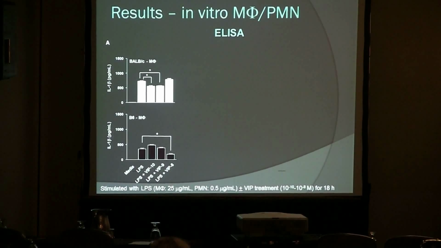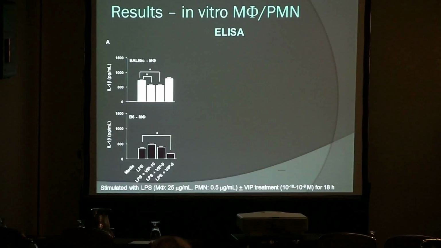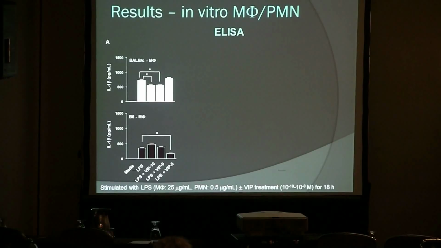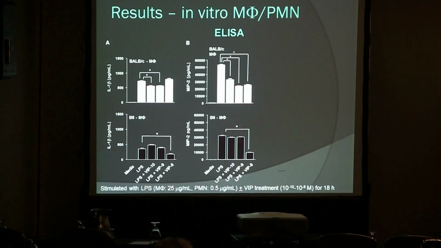So VIP is known to be a macrophage deactivating factor, so we next isolated macrophages from both BALB/c and B6 animals. We stimulated them with LPS, which is a very potent virulence factor that is part of the cell wall of Pseudomonas, and looked at what happened in the presence of different concentrations of VIP and measured expression levels of IL-1 beta and MIP2. And the take-home point here is that LPS stimulation, as expected, upregulated production of both IL-1 beta and MIP2 in both BALB/c and B6-derived macrophages.